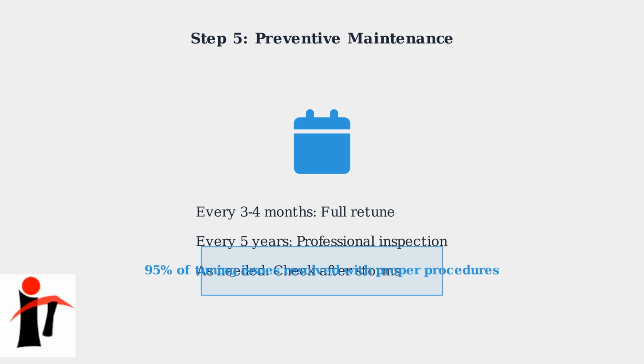Perform a full retune every 3 to 4 months and schedule a professional aerial inspection every 5 years to prevent problems before they occur. Following these systematic troubleshooting steps will resolve most YouView tuning issues. Remember that patience and methodical testing are key to identifying and fixing signal problems effectively.